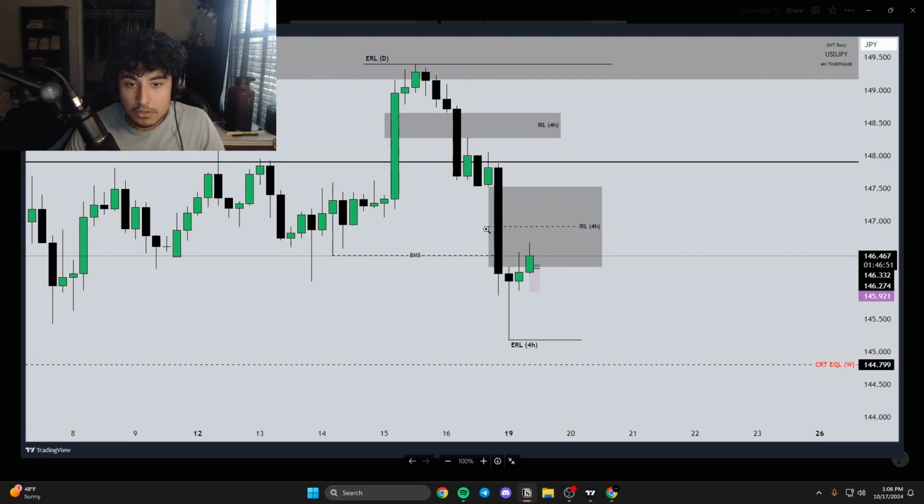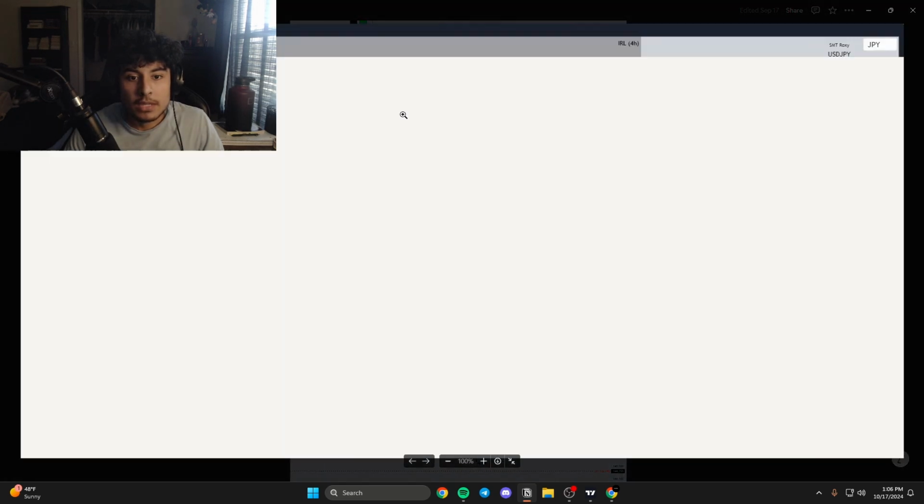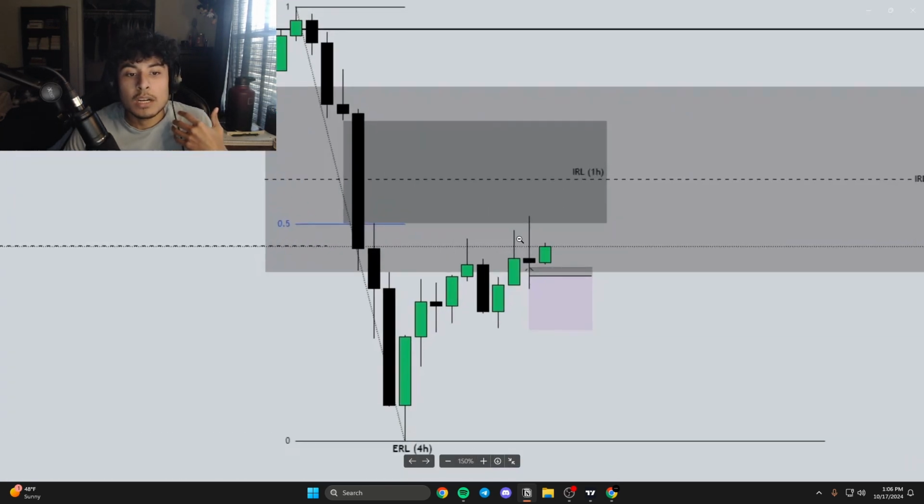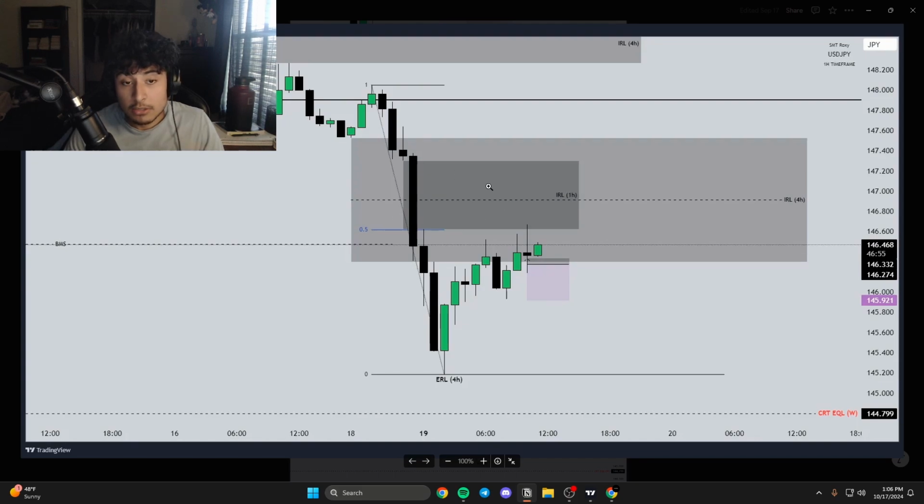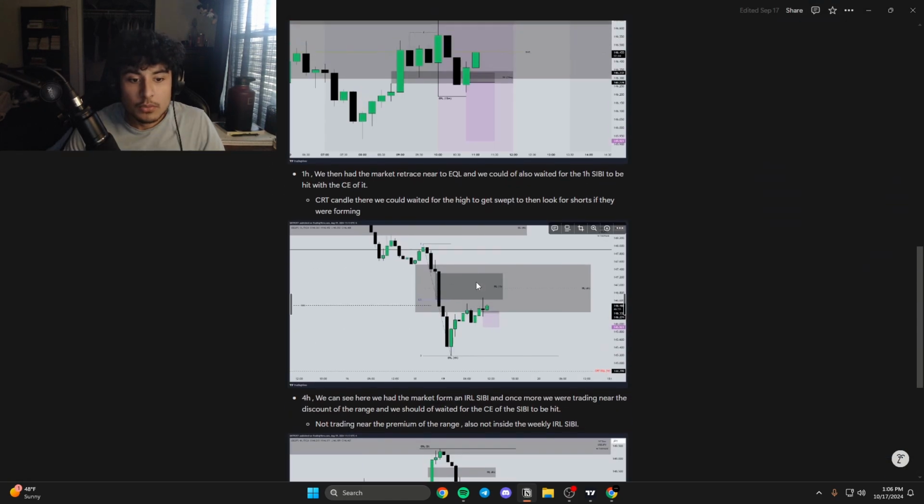We had a break of market structure, 4-hour PDRA, and I realized, when we measured the dealing range on the 1 hour, we're nowhere near the premium. But on the 1 hour time frame, we had a 1 hour sell side imbalance. We tapped up into it on this candle, so we manipulated a lot more.